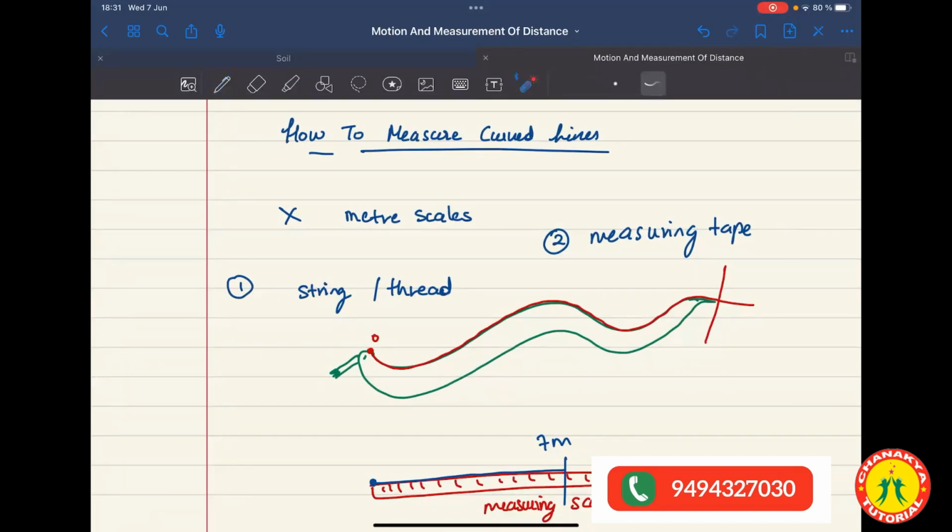From whatever knowledge you understood now, please make notes. And tell me when you're done, guys. If there's any doubt, please ask me.